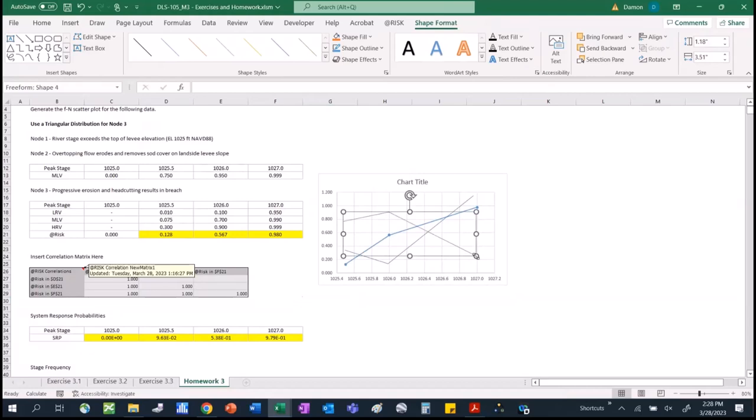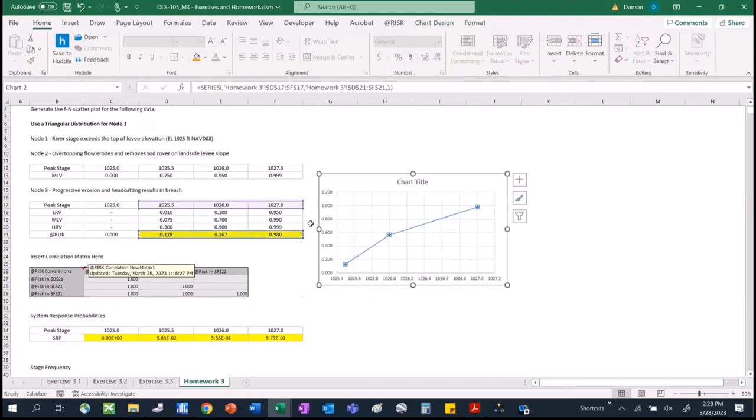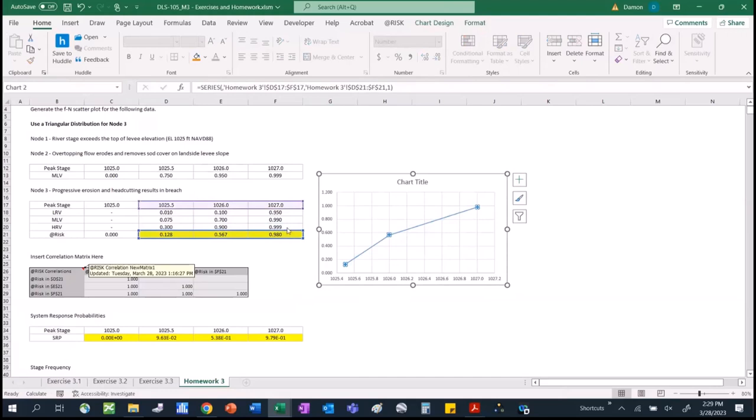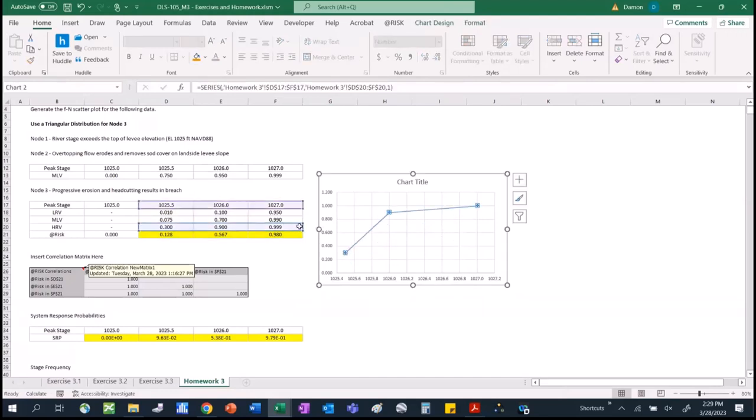So by correlating them, what I'm doing is I'm replicating consistent percentile sampling so that every time I'm going to get something that has a similar shape to these relationships. That falls in between these ranges. Does that make sense? So the probability for my highest stage is always going to be higher than the intermediate stage, which is always going to be higher than my lowest stage.